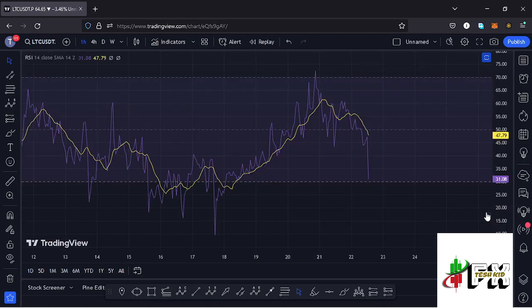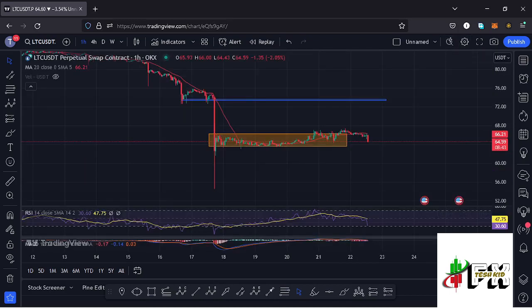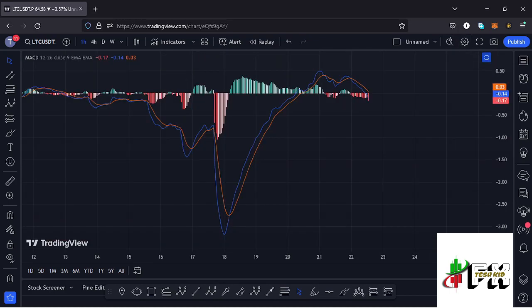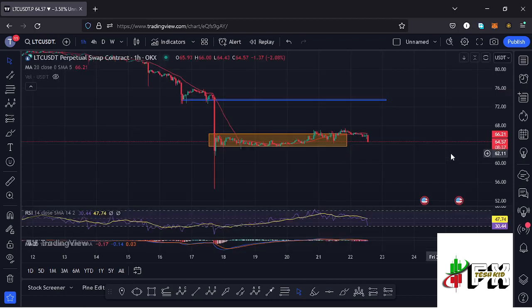Also taking a look at the indicators on the RSI, we are trading at around the 31 mark, and we are just about to get into the overbought territories. Also taking a look at the MACD, we have been able to print a bearish cross, still suggesting further breakdown. So let's be patient and see how that plays out, and I will be keeping you up to date.